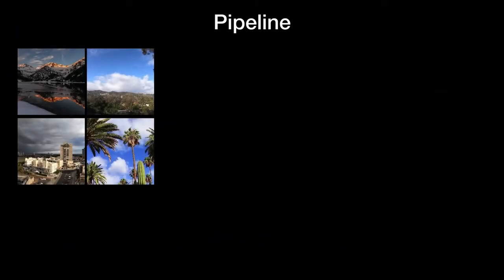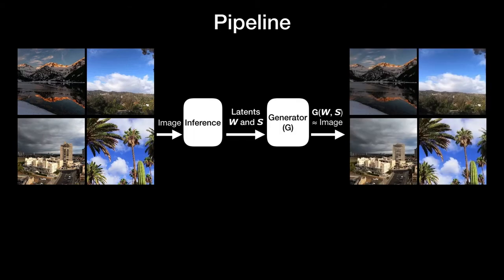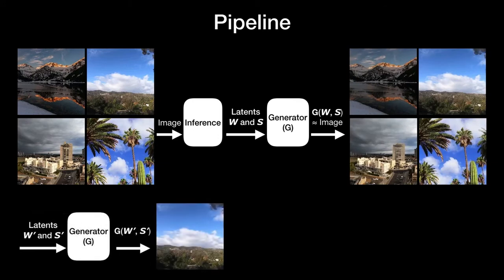Our method can be used to reenact static photographs. For that, we develop an inference pipeline, which takes the given photograph, and finds the corresponding latent variables, as well as adjusted generator weights, such that the photograph is reproduced. We can then animate the given image by changing the dynamic latent variables.